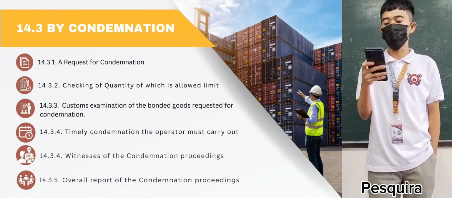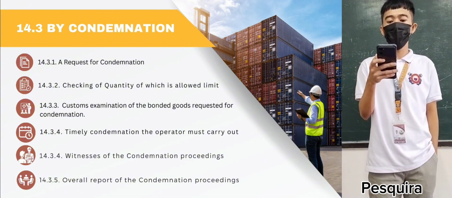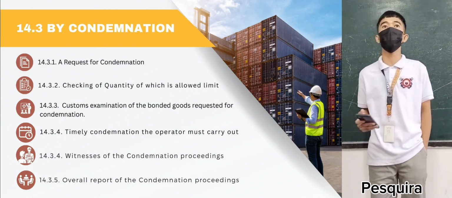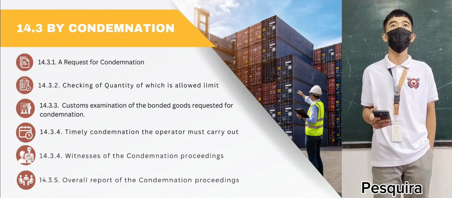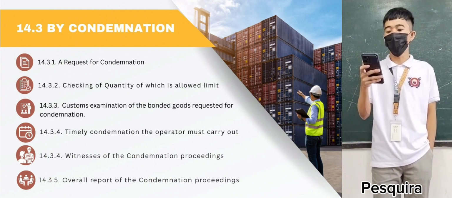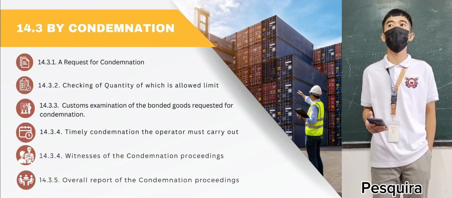The account officer shall check if the quantity of the wastages, rejects, or byproducts is within the allowable wastage as verified by the FOM. So, this means the account officer is responsible for checking the quantity of the products, if the products fall within the limit based on the FOM.